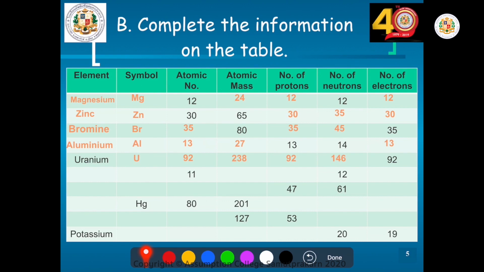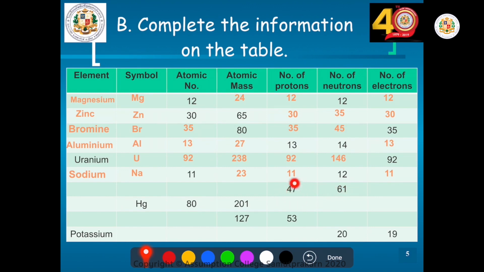Now next question is, the atom has atomic number 11. Then therefore, its protons and electrons are also 11. Now the atom has 12 neutrons. So therefore, 12 plus 11 would be 23. That is its atomic mass. And this element with atomic number 11 has the symbol Na. And the name of this element is? Very good, it's sodium.